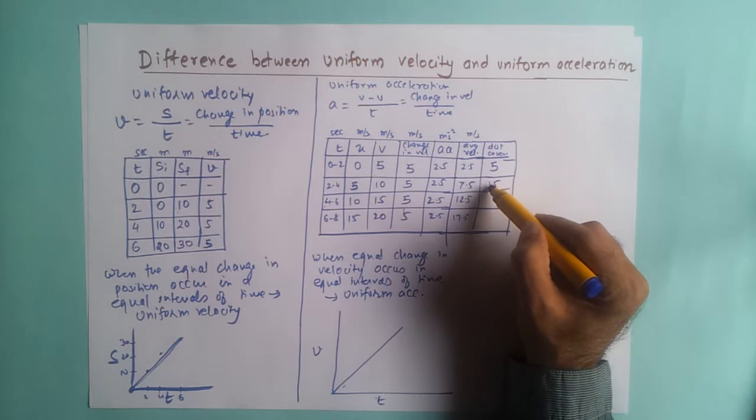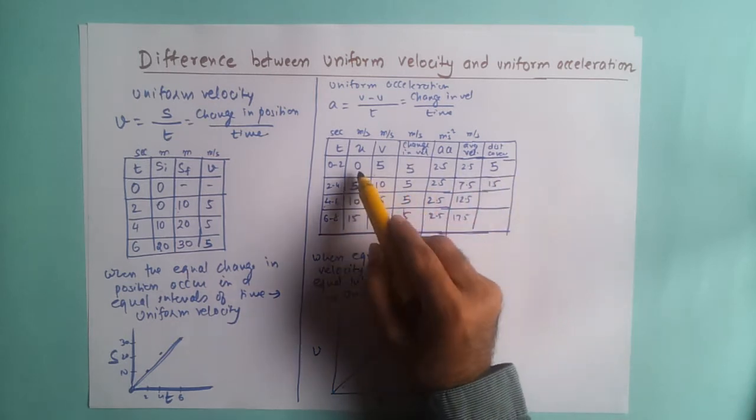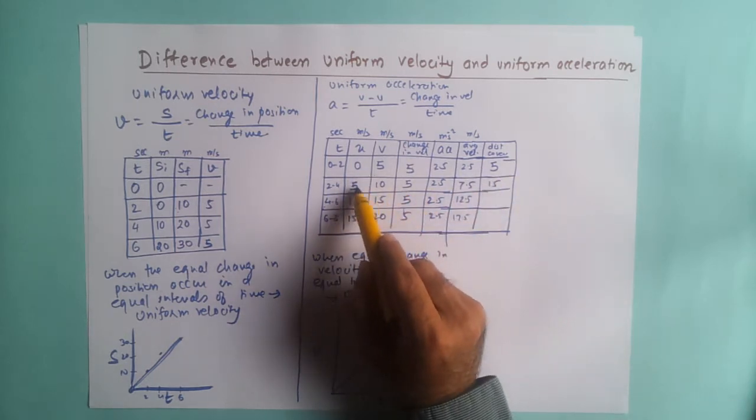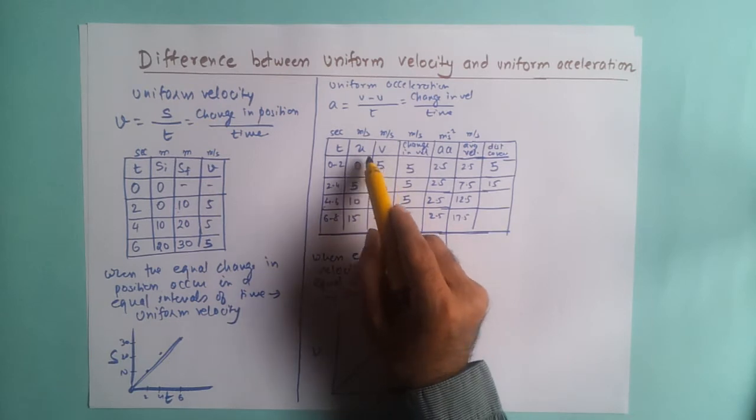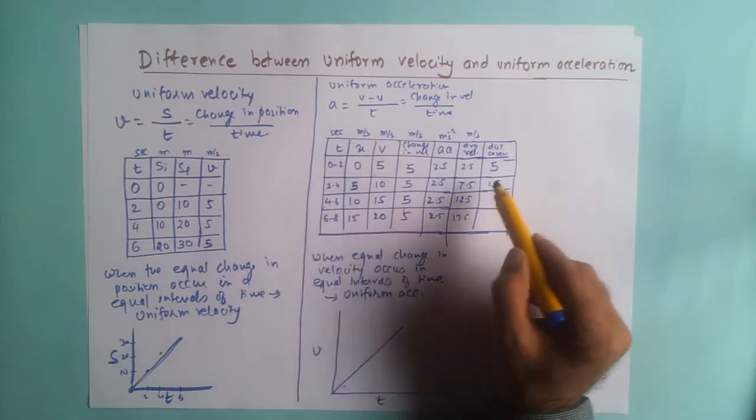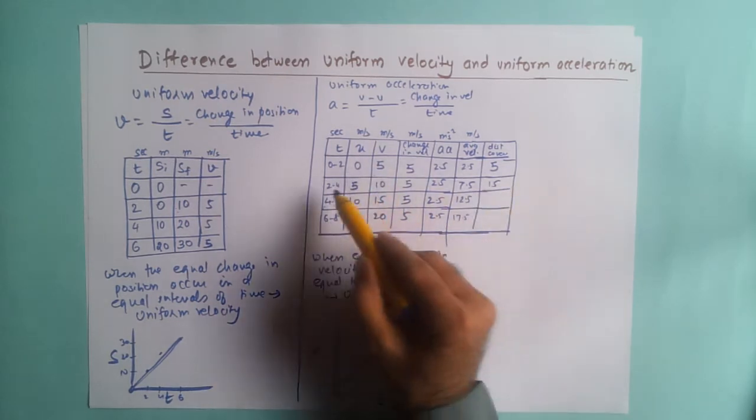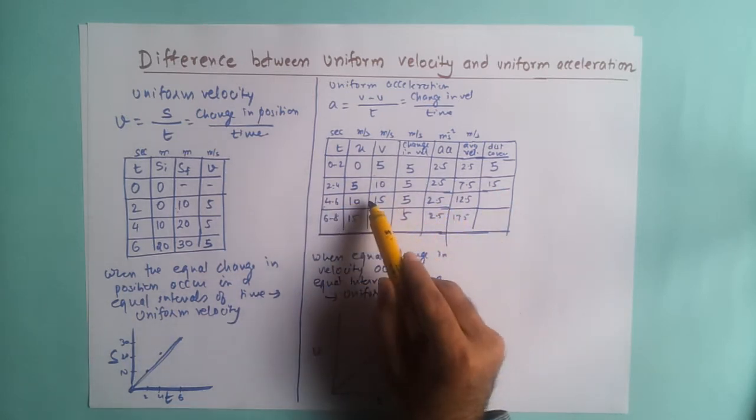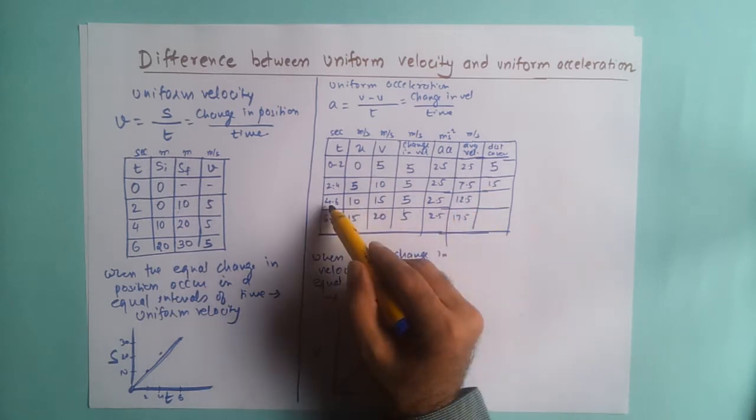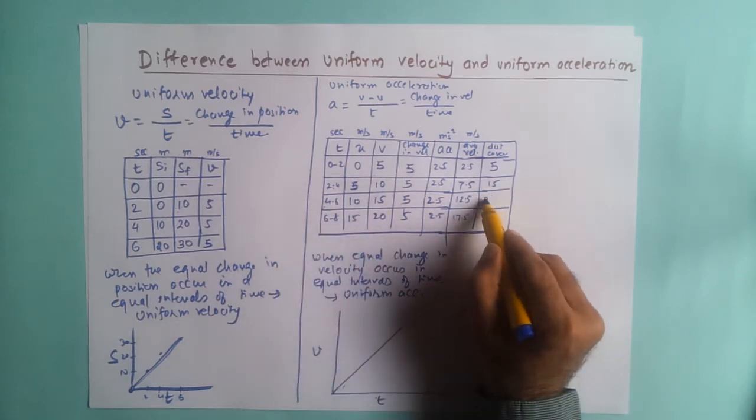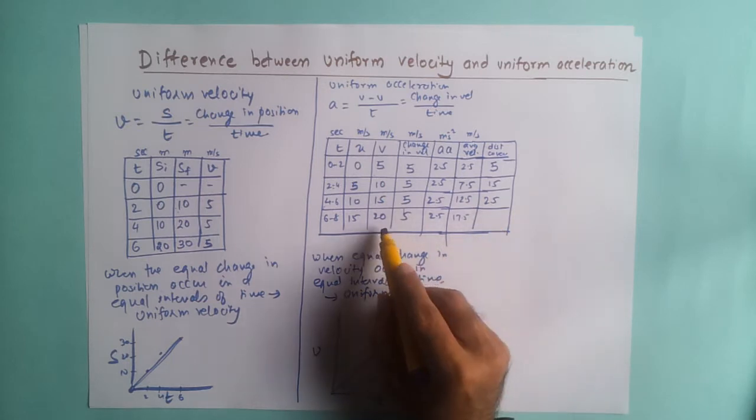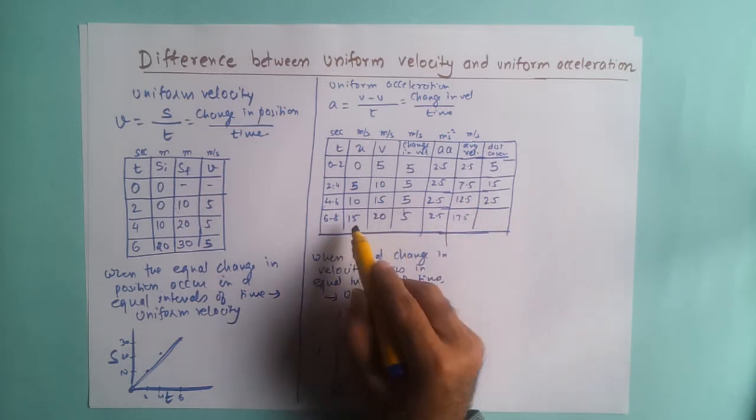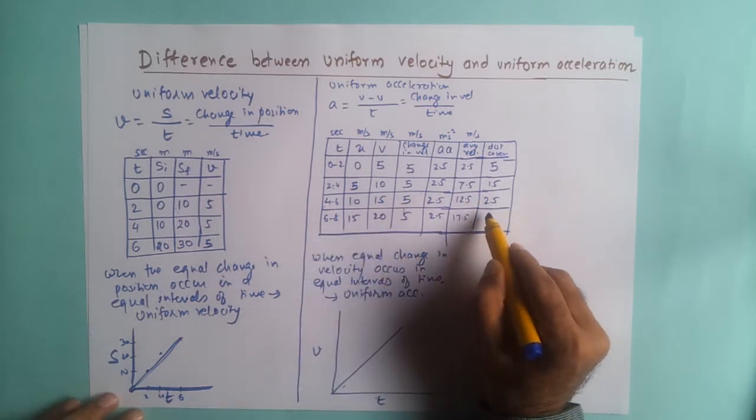In the next 2 seconds it would cover 15 meters because its velocity is increasing and is between 5 to 10. Here the velocity was between 0 to 5. Here the velocity is between 5 to 10. So it covers more distance in these 2 seconds. In these 2 seconds it will still cover more distance because the velocity has now increased and is between 10 and 15. So 12.5 into 2 would give me 25 meters. And here 17.5 into 2 would give me 35 meters.